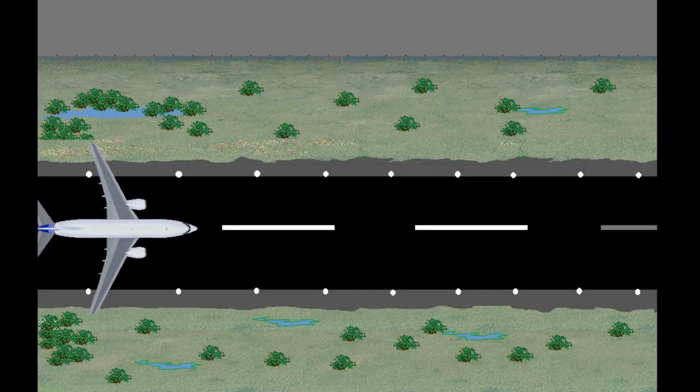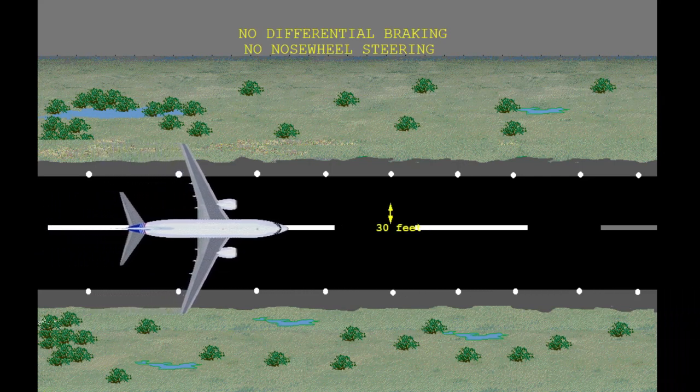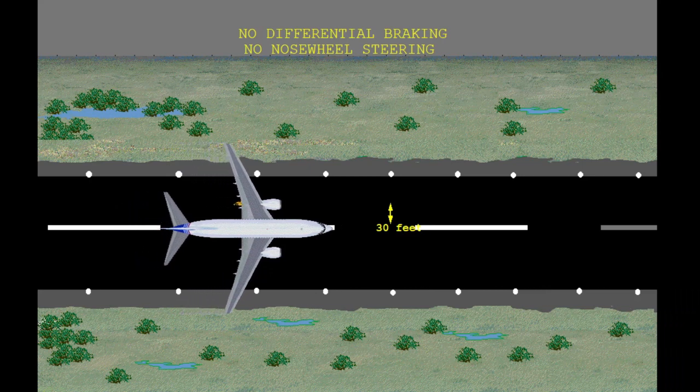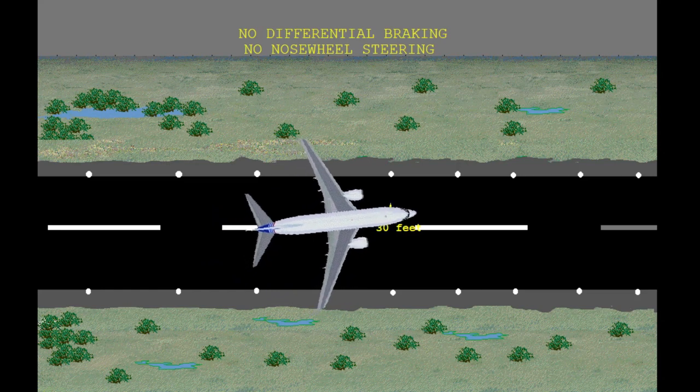The definition of VMCG assumes that only aerodynamic control is available. The speed is computed assuming that there is no differential braking and no credit is assumed for nose wheel steering. The crew must be able to arrest any lateral motion within 30 feet of the runway centerline in the event of an engine failure using only aerodynamic controls.